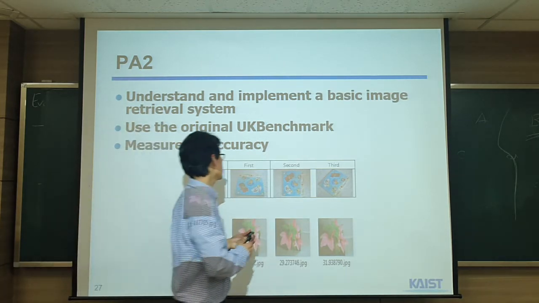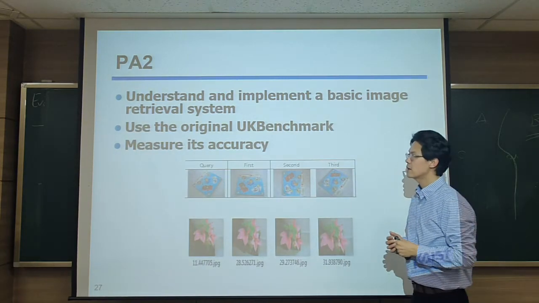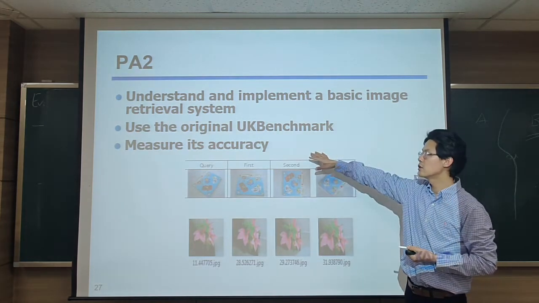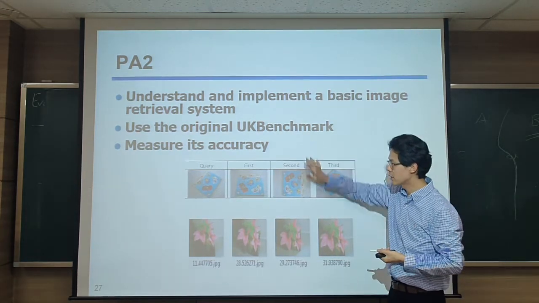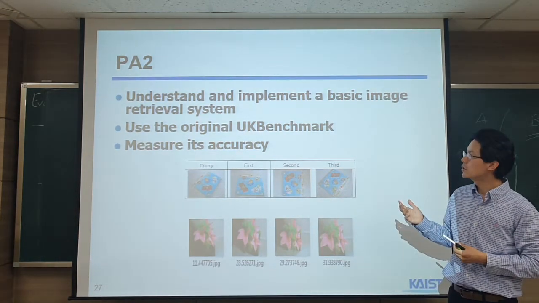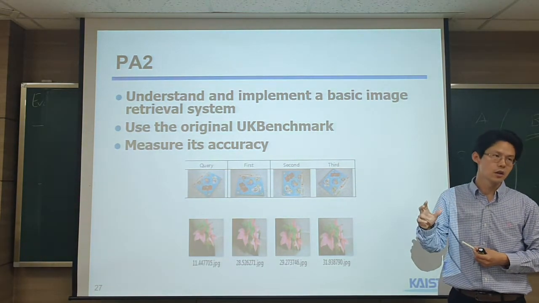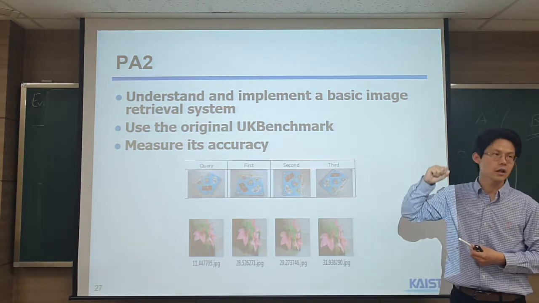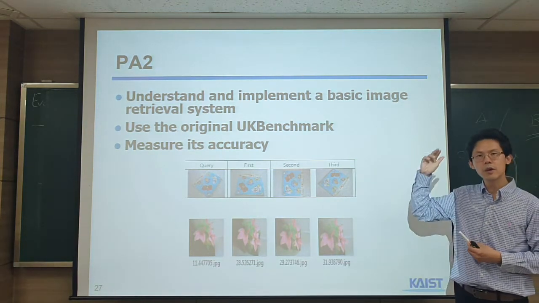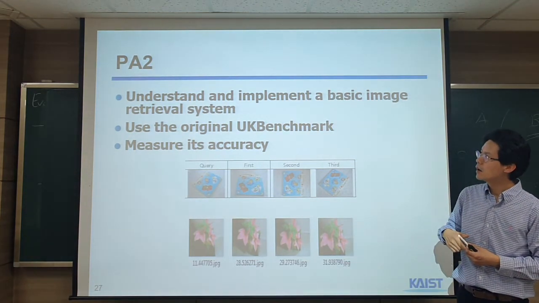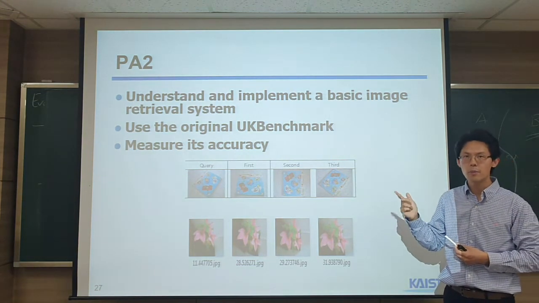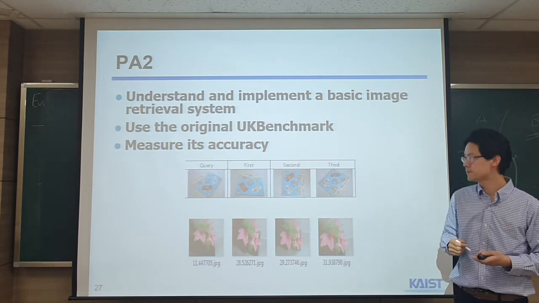And then you can use some very simple benchmark, and then you run your image search, and then you measure the accuracy of your approach. So here I think you can just use this CNN-based feature. So given the image, you extract the feature and you run a basic image search system. The details will be available in the spec of this programming assignment, which will be available on the course homepage, also the KLMS homepage.